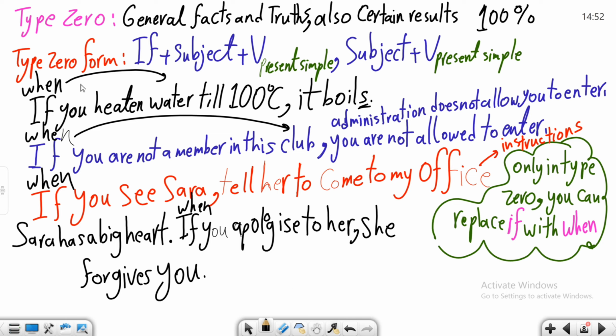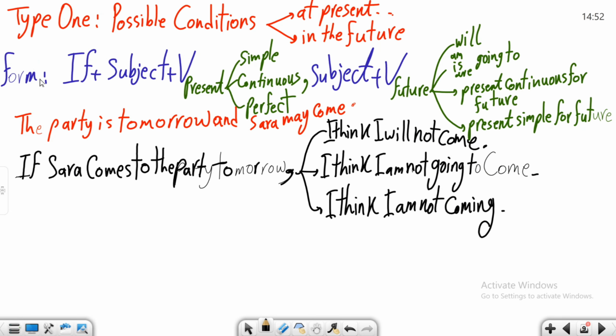So here, my friends, we finished type 0, and now let's move to type 1. And type 1, my friends, is one of the examples that tell you about the importance of knowing the cultural, psychological, and contextual definitions or backgrounds of the tenses. We use type 1 when we talk about a possible condition or possible conditions at present and in the future. Let's take the form, my friends.